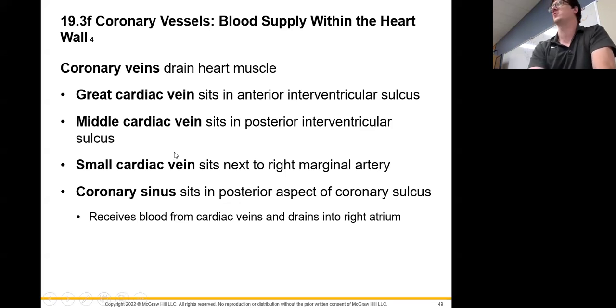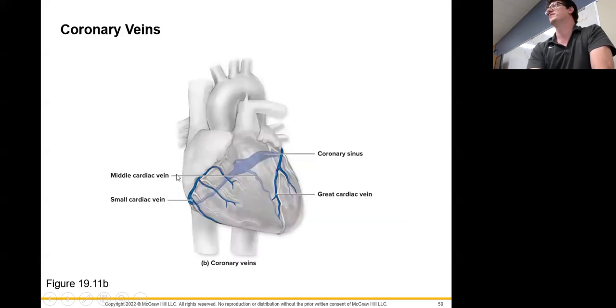Then our coronary veins are basically going to drain all of that muscle, and they're going to drain it towards the coronary sinus. The coronary sinus then opens up into our right atrium.